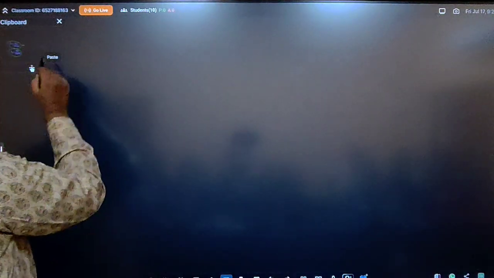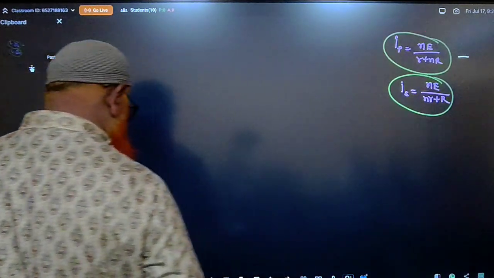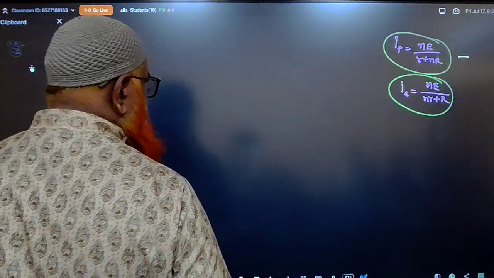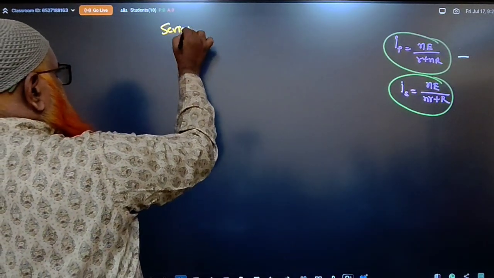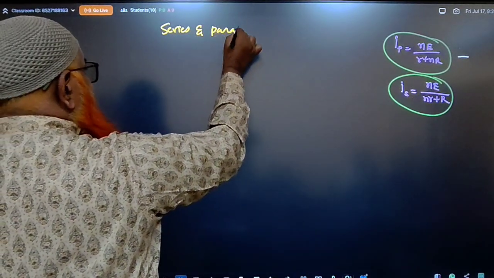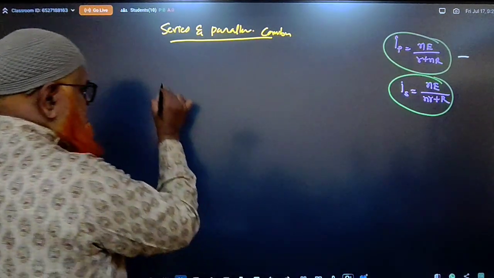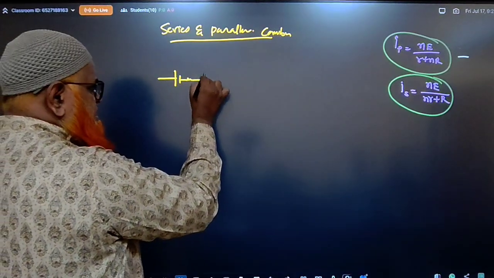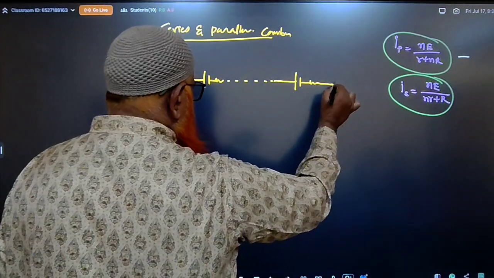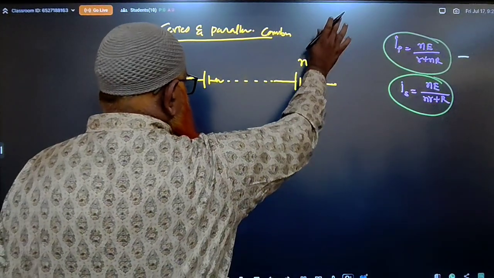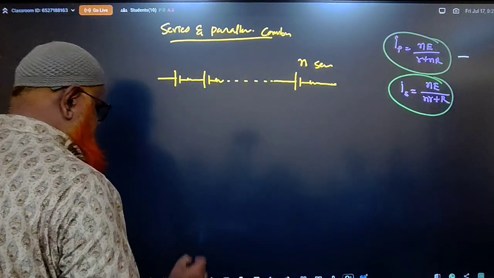Now let us use this formula here and try to find out the remaining things which are required now presently. So here, if you want to solve the problem of series and parallel combined together, then what happens? Let us see. See here, one cell, internal resistance, one cell like this. How many? N cells. N in series connection. Okay. Now, what is going to happen? Let us see.